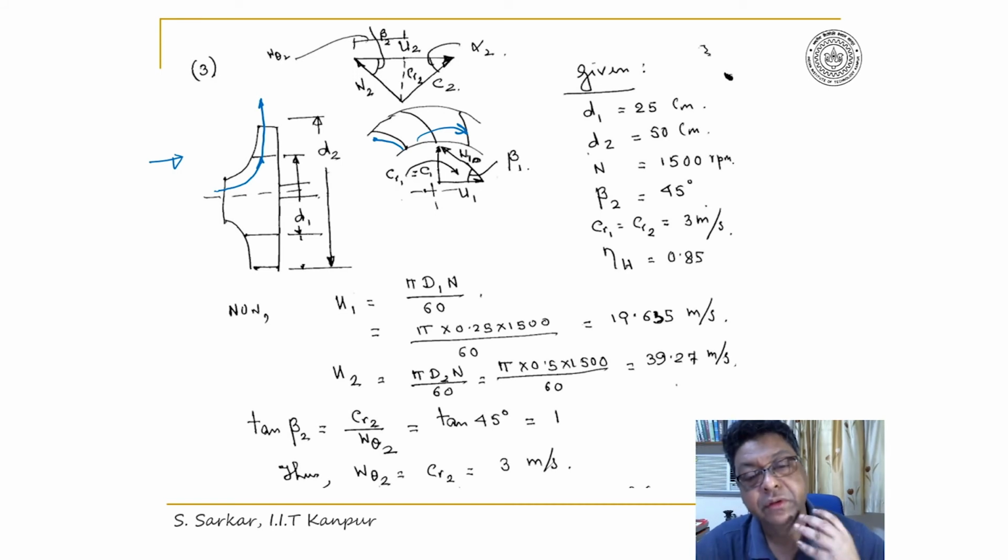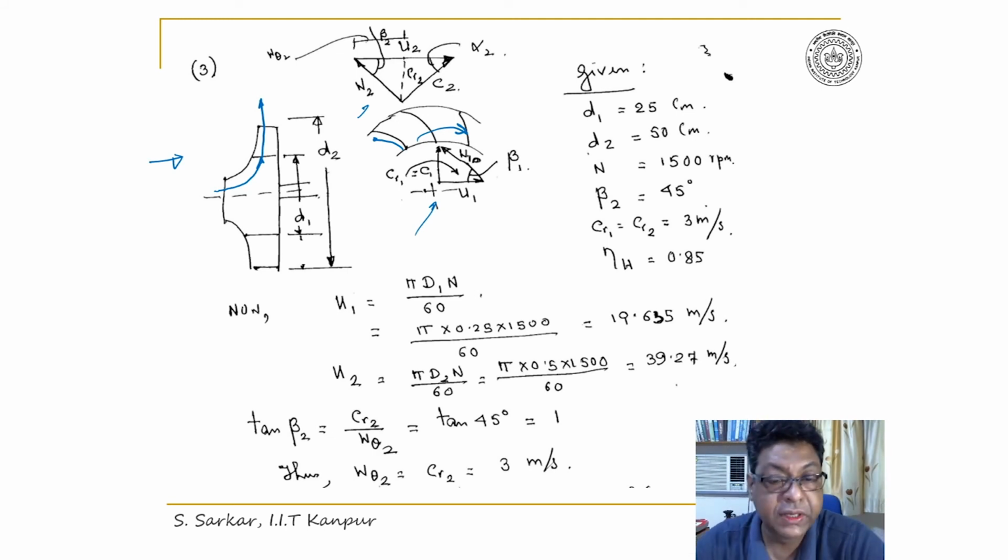That is why it is named backwardly curved, as illustrated in the lectures. So this is the blade passage, and I have drawn both the inlet velocity and the exit velocity.